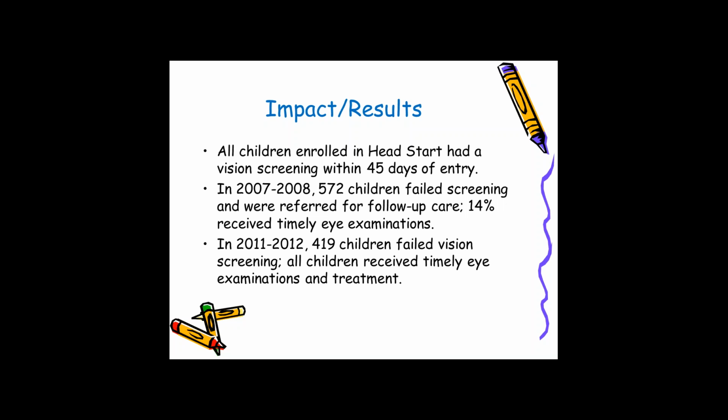In 2007 to 2008, 572 children failed vision screening and were referred for follow-up care. When we looked at how many children received comprehensive eye exams in a timely manner, only 14% received eye exams in a timely manner. In 2011, 2012, 419 children failed vision screening, and 100% of them received eye examinations and treatment.